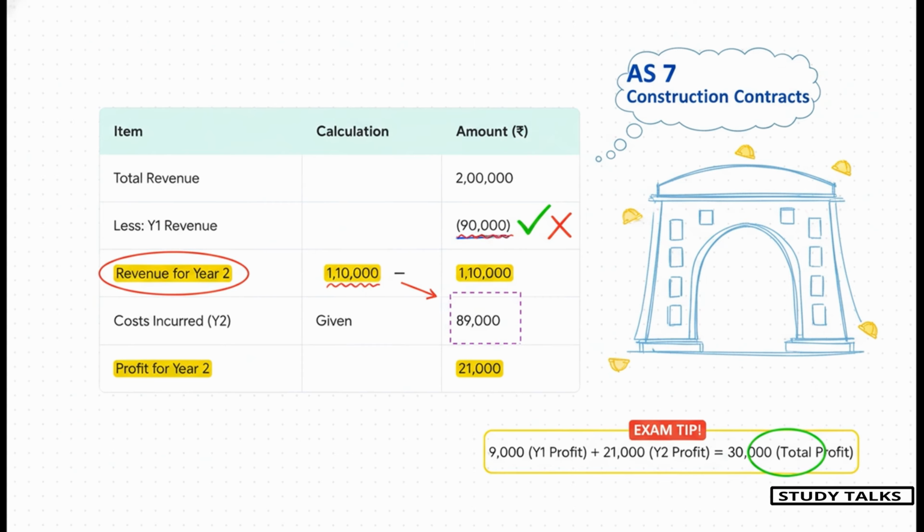And if you check the math, the profit from year 1, which was 9,000, plus the profit from year 2, 21,000, gives you a total profit of 30,000 for the entire contract.